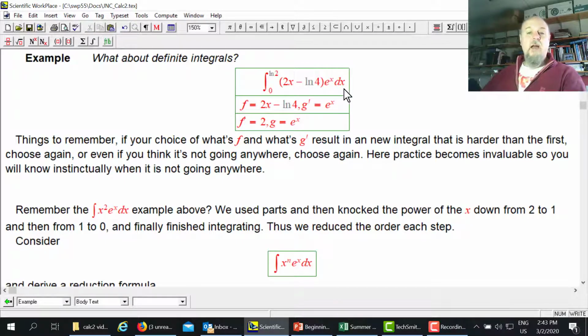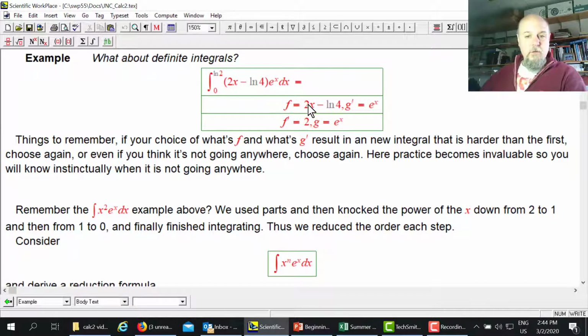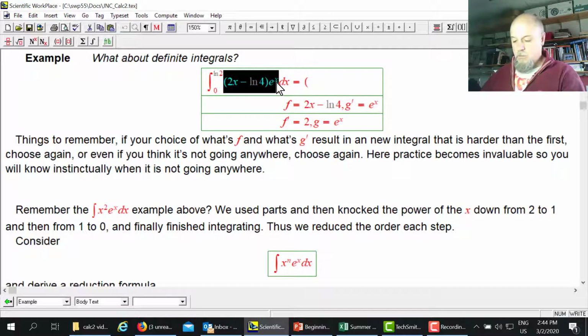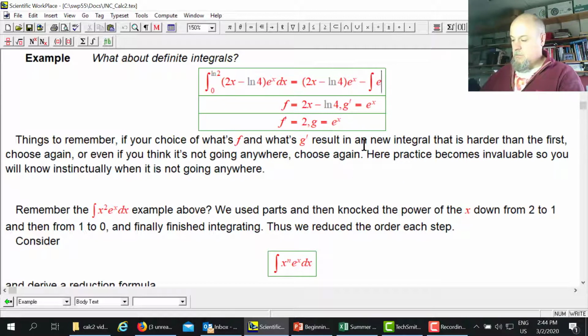So far, this is exactly what we would do if it was an indefinite integral, if the 0 and the ln 2 weren't there. So now you would go f times g, which actually is the same here, f times g, minus the integral of the two things I made, so 2 and e to the x.